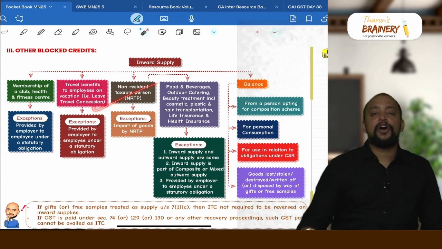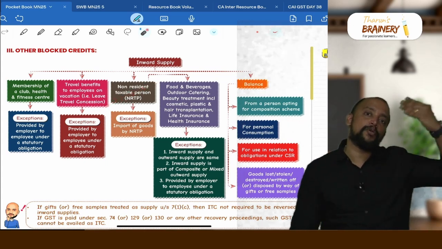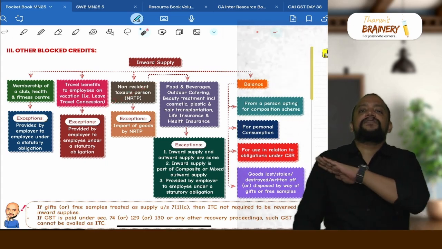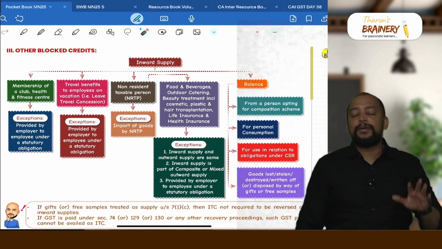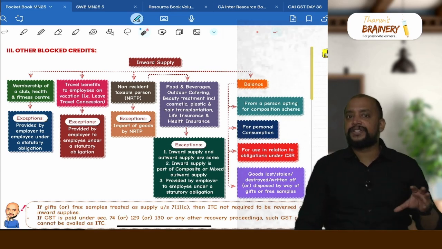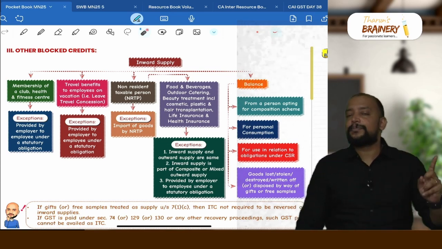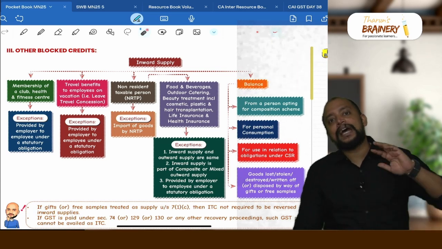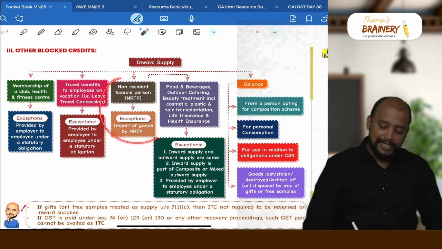Then inward supply of a non-resident taxable person, a person who is coming from outside India to India and is not having any physical place of business in India, will be a non-resident taxable person. They need to register, but they cannot take ITC except on import of goods. If they import any goods, IGST paid on import alone can be taken as ITC.